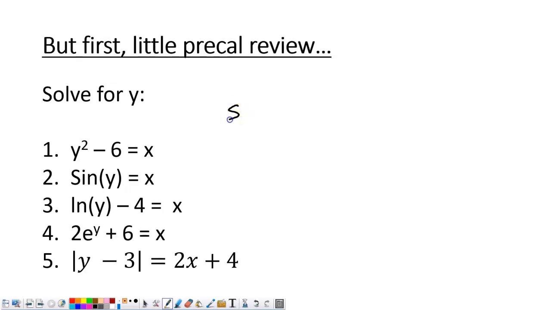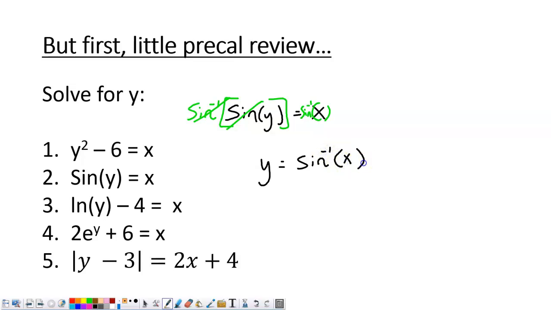Let's take a look at the next one here. Suppose I gave you guys sine of y equals x. How do I solve for y? Well, we need to do the opposite of sine on both sides. What is the opposite of sine? The opposite of sine is arc sine, believe it or not. Squish it in there. And whatever you do to one side, you have to do to the other, and these cancel each other out. And so the answer here would be y equals arc sine of x.